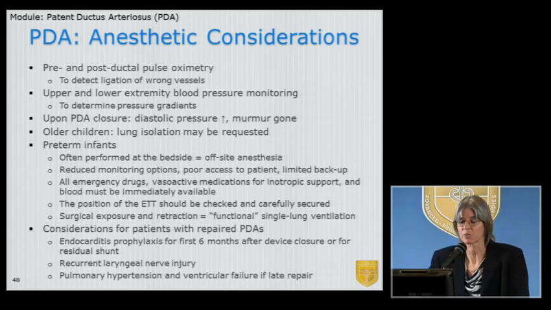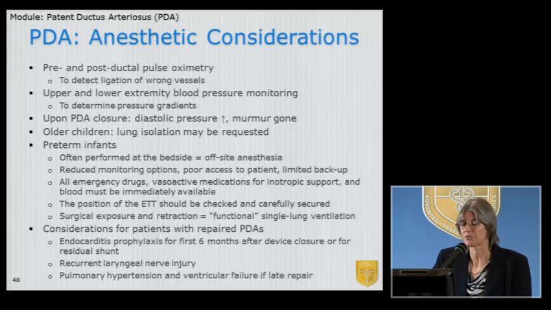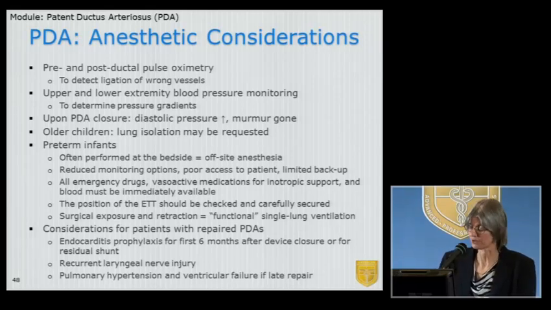All right, what do you have to think about when you have a kid that comes back after a repair of the PDA? Once again, if it's in the first 6 months after the device closure and they come for an appropriate procedure, got to think about endocarditis prophylaxis. They can have a recurrent laryngeal nerve injury and vocal cord paralysis, and they can still have some pulmonary hypertension and ventricular failure if this was repaired late in life.